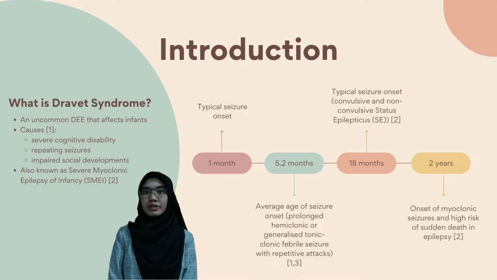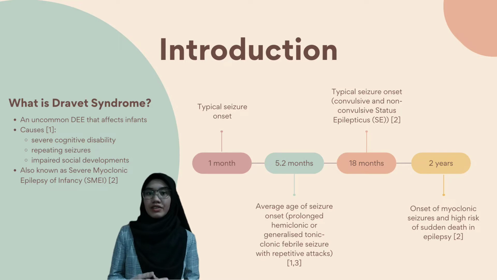Dravet Syndrome is an uncommon developmental and epileptic encephalopathy that affects infants with severe cognitive disability, repeating seizures, and impaired social developments. Most patients below the age of 6 months will show prolonged hemiclonic or generalized tonic-clonic febrile seizure with repetitive attacks. When they reach a year old, other forms of seizures like convulsive and non-convulsive status epilepticus will happen frequently. Afflicted patients have a more complicated condition presenting many symptoms beyond the normal epilepsy disease, with even a higher risk of sudden unexpected death in epilepsy.